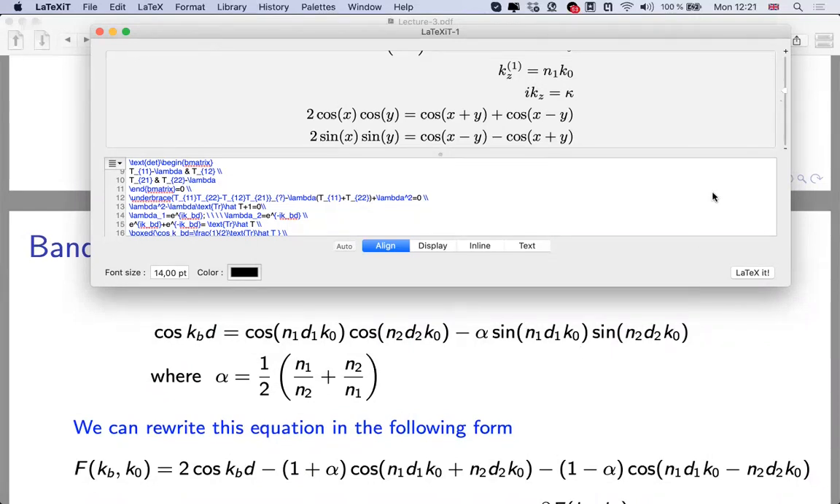Guys, please, okay, two answers. I need more people. Just rewrite using these two formulas for cosine and sine.